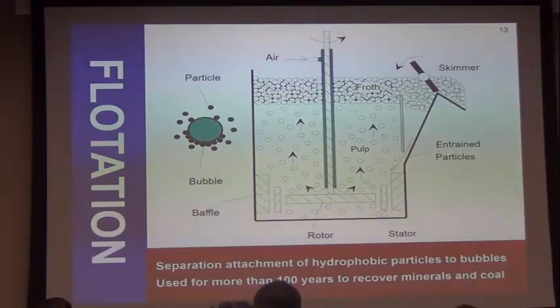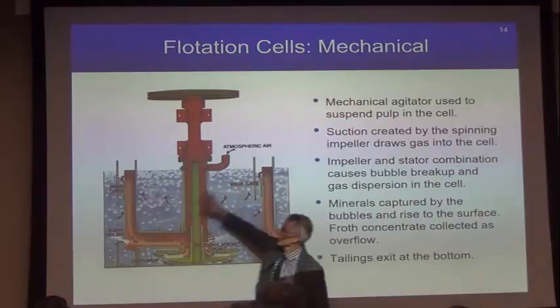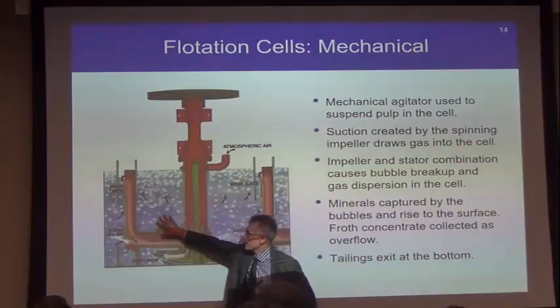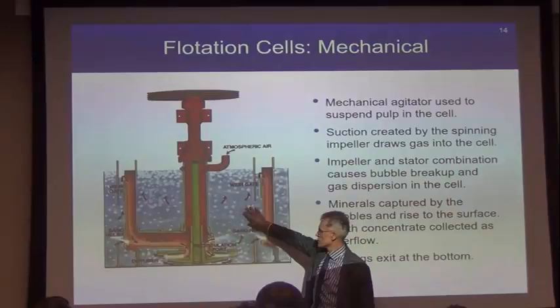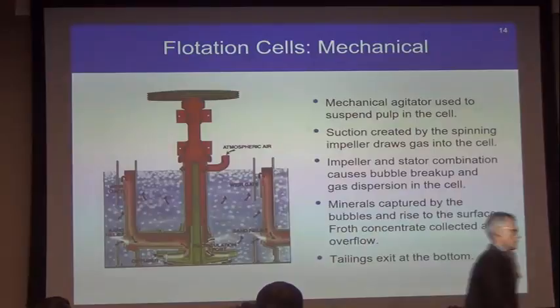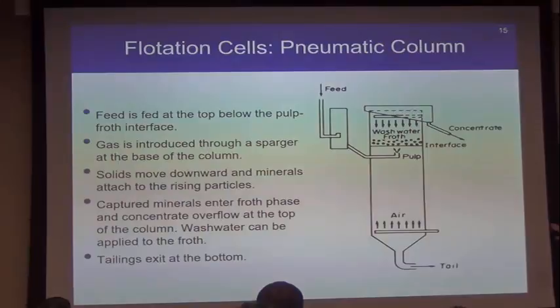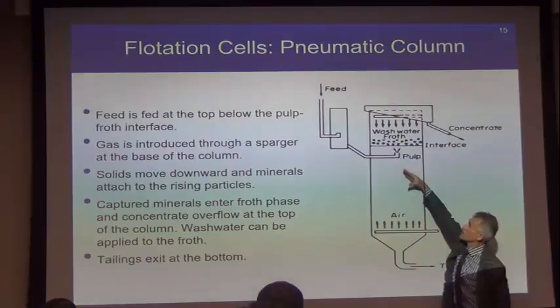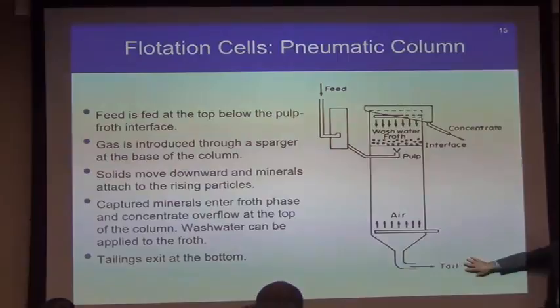This is a mechanically agitated system. There are hundreds of these things, usually in series and parallel. We have our material coming in, our slurry, which may be 30% by weight of solids. We have a rotor-stator system to produce the bubbles, and then we produce the froth at the top. So that's a mechanically agitated system. Another case here is where we're using a bubble column. We put the pulp in at the top, the bubbles rise to the top and collect as a froth, and the liquid, the uncollected material, comes out at the bottom.